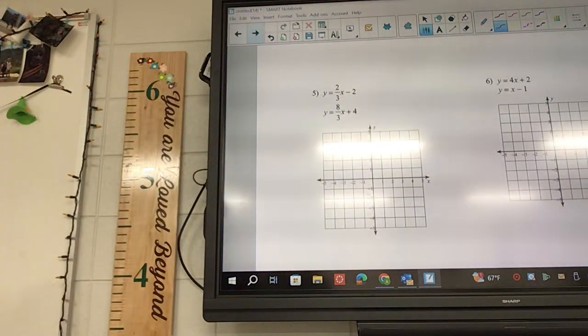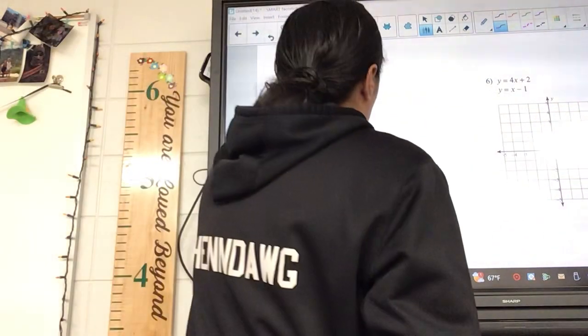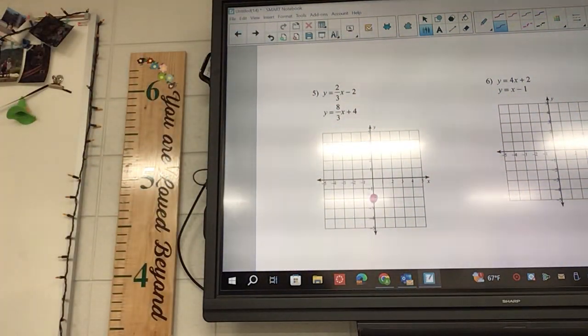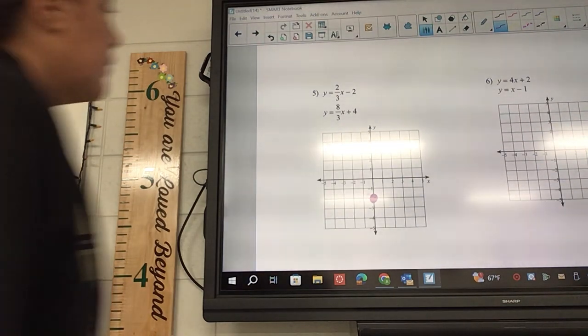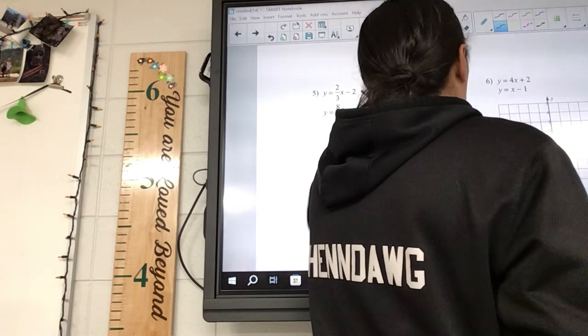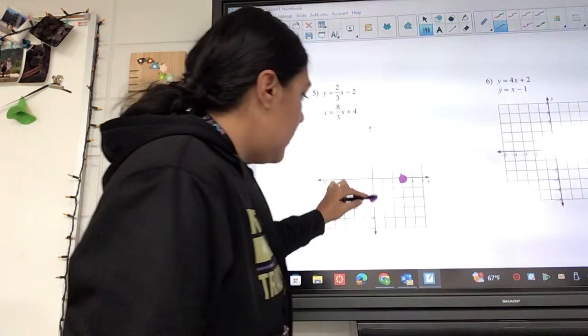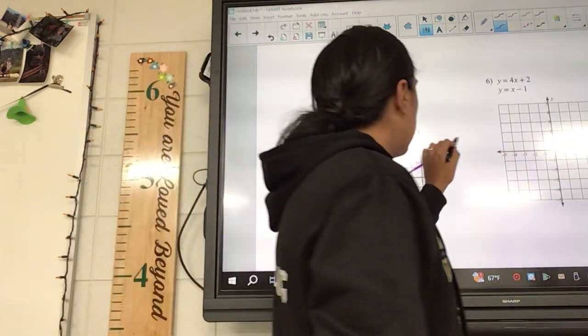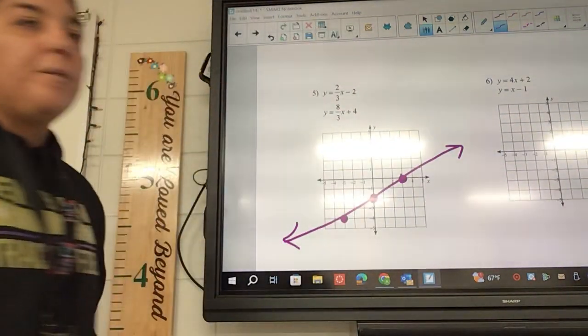Okay, number 5. Where does line 1 start? -2. At -2. And it has a slope of 2 over 3. So we're going to go up 2 over 3, to the right. Up 2. And we can't go over 3 again. So you can check the down 2 over 3, to get that nice straight line there.